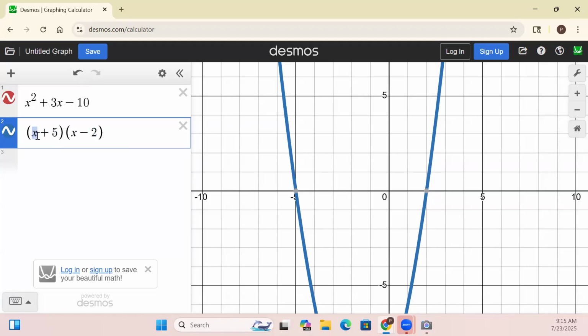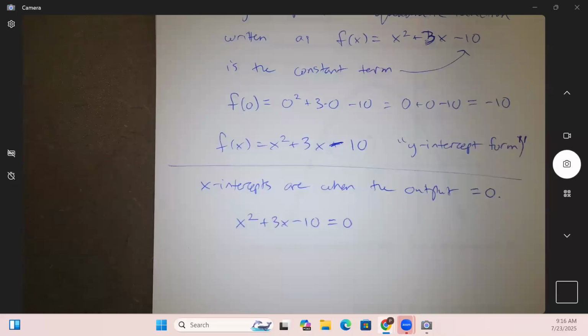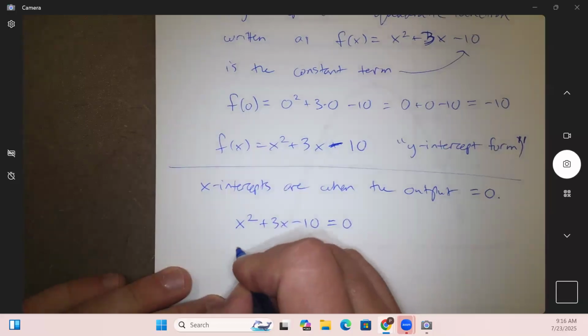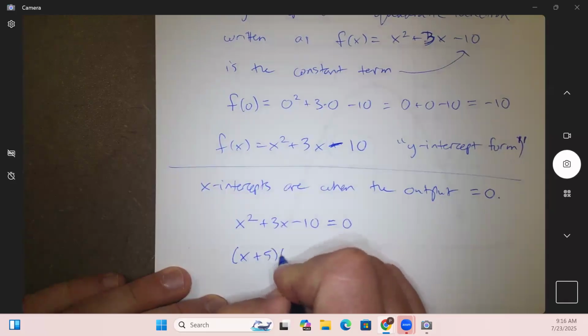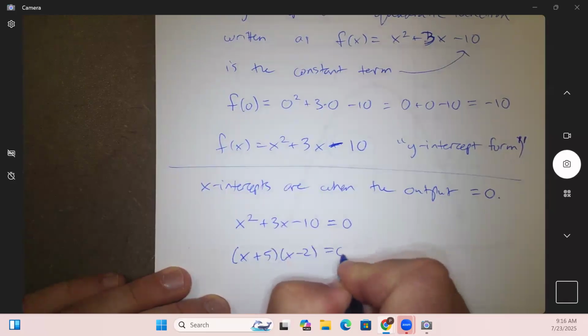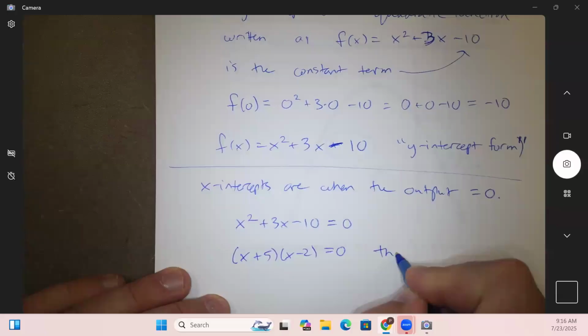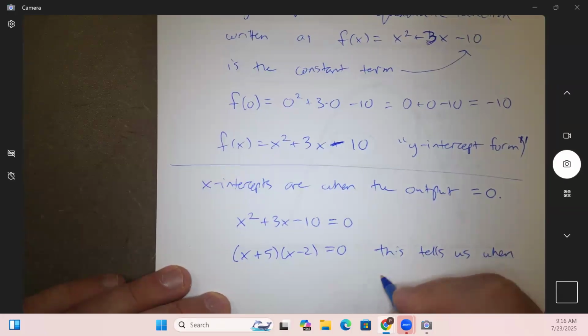Because what happens when x equals -5? -5 plus 5 is 0. 0 times anything is 0. And when x is 2, 2 minus 2 is 0. 0 times anything is 0. So the reason we factor is to find out when y equals 0, i.e. the x-intercepts.